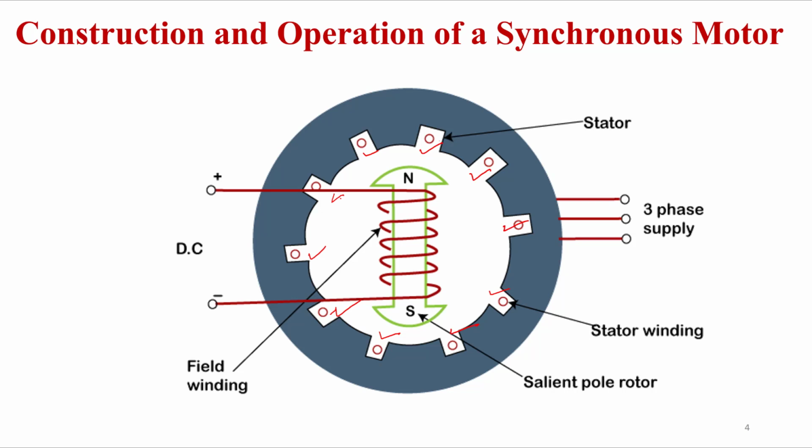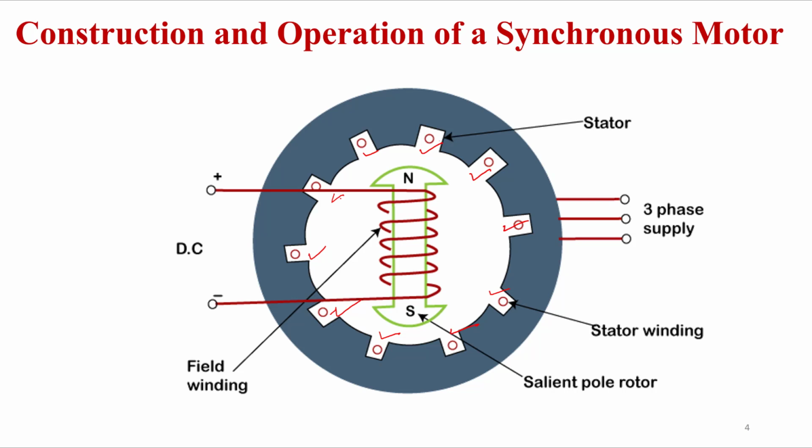And how are these armature windings accommodated? There are three-phase windings, right? Because we are giving a three-phase supply to the motor. So the three-phase windings are accommodated in a distributed manner. That means the axis of each phase MMF is actually 120 degrees away from each other, right?